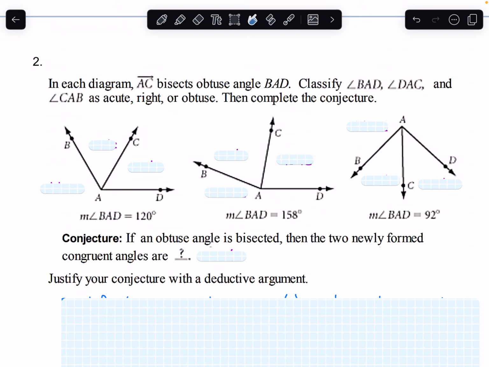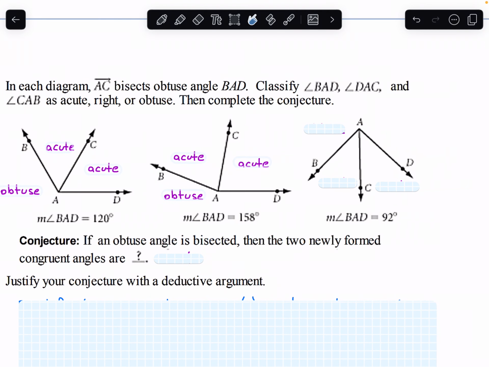In each diagram, ray AC bisects obtuse angle BAD. Classify angle BAD, DAC, and angle CAB as acute, right, or obtuse. Then complete the conjecture. So in the first diagram, the measure of angle BAD is 120 degrees. That makes it obtuse. And we can see BAC and DAC are both acute. In the second diagram, the measure of angle BAD is 158 degrees. It is also obtuse. And the two smaller angles are both acute.